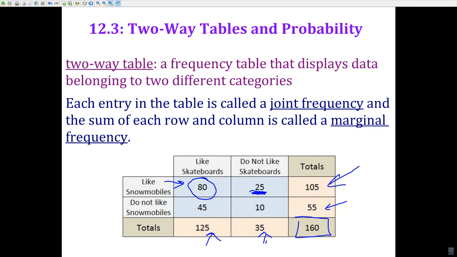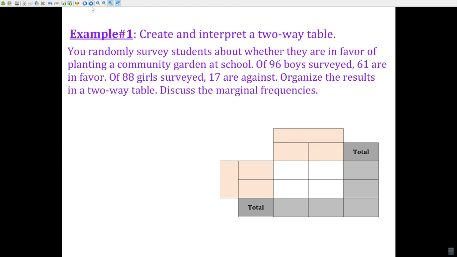For each entry in the table, it's called a joint frequency, and the sum of each row and column is called the marginal frequency. And we'll talk a little bit more about what those look like in another page. Create and interpret a two-way table.